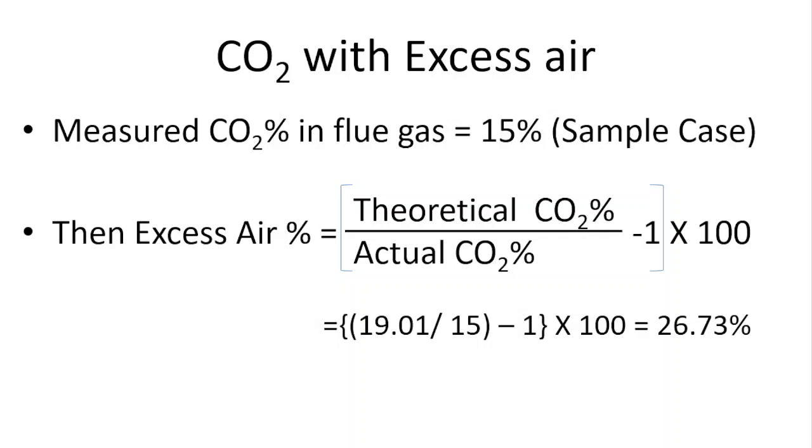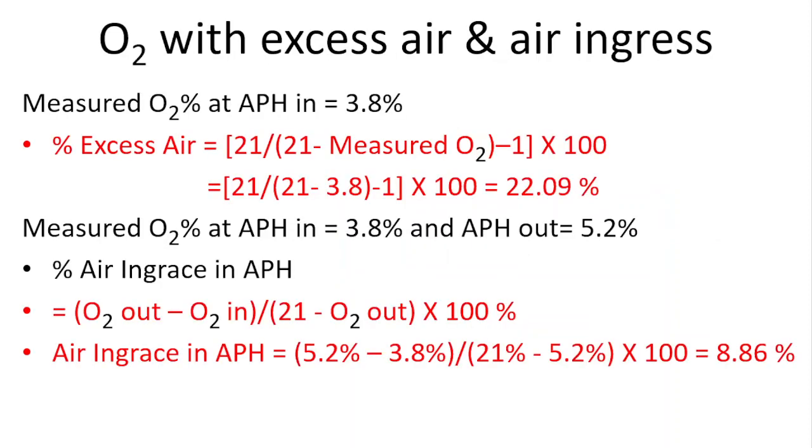But if you measure CO2 in flue gas and it comes out to be 15% in a sample case, then the excess air would be calculated as theoretical CO2 divided by actual CO2, minus 1, times 100. So that is equal to 19.01 divided by 15, minus 1, times 100. So it comes out to be 26.73% of excess air.